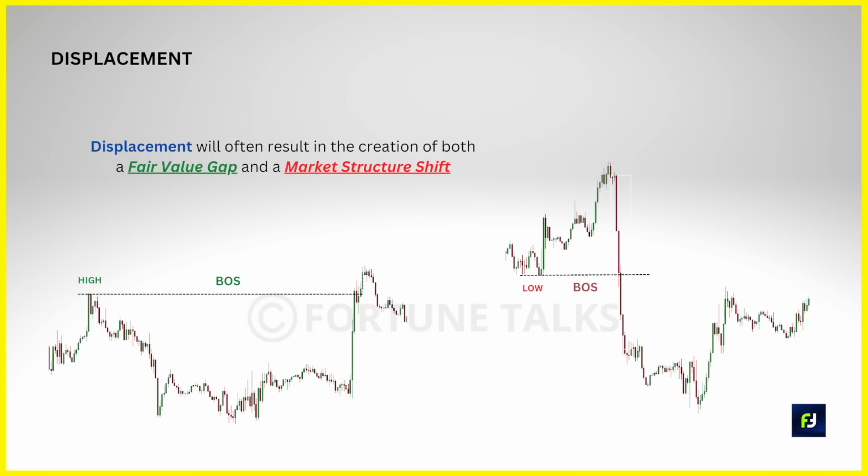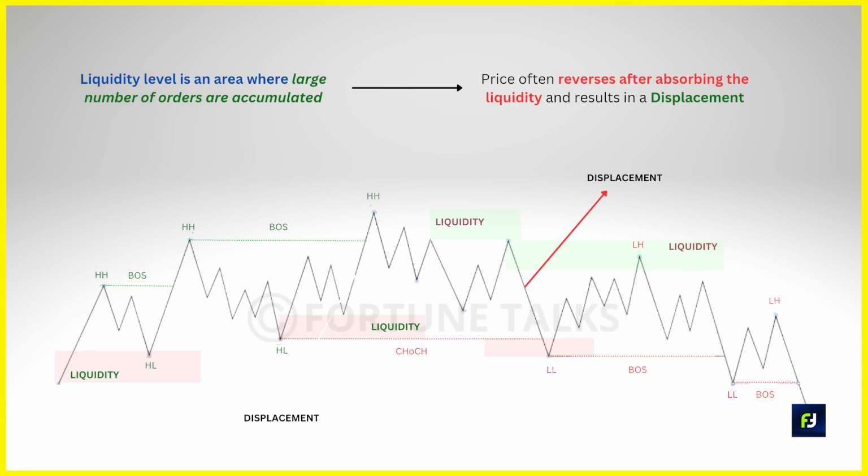Most often, a displacement will occur just after a liquidity level has been breached, where there are clusters of orders, and this will often result in the creation of both a fair value gap and a market structure shift. Now, we have already discussed market structure mapping and terms like BOS, CHoCH, etc. in the first episode. So make sure you have a proper knowledge of the same. But right now, what we are concerned about are fair value gaps or inefficiencies or simply imbalances.